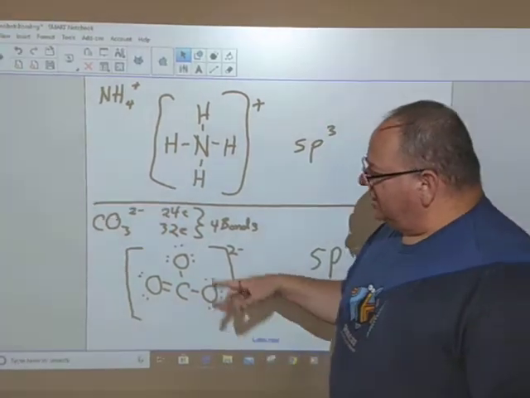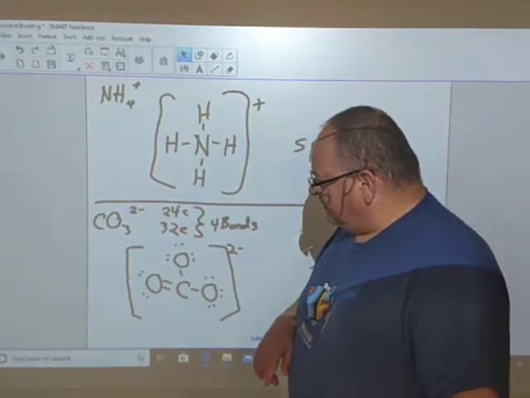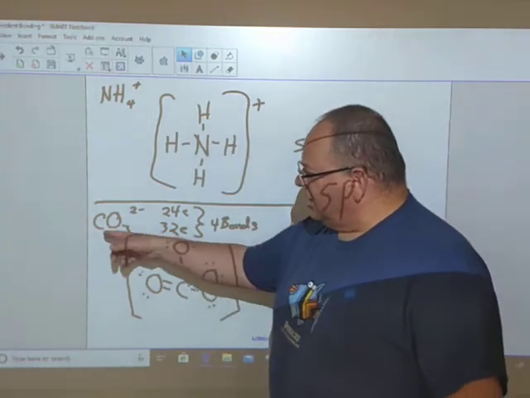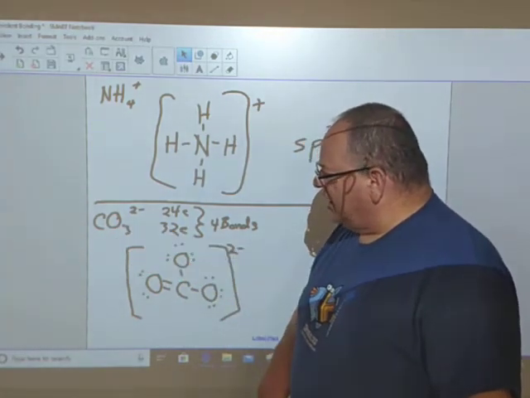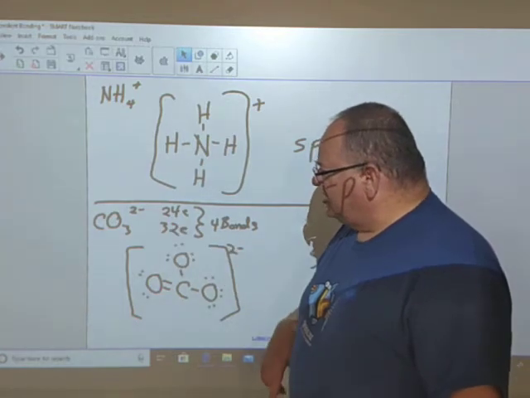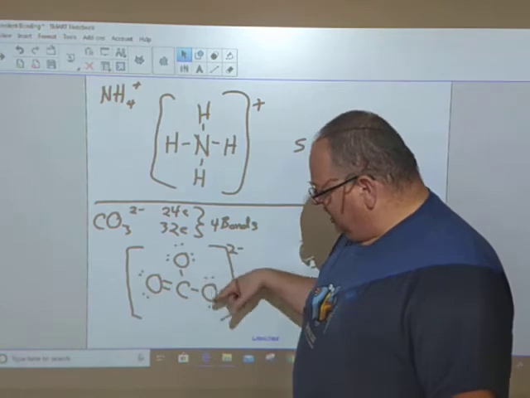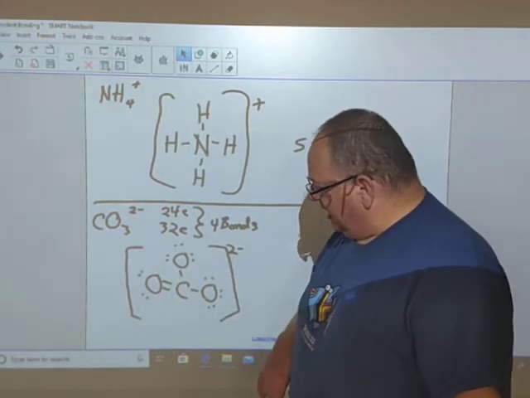Here, let's look at a carbonate ion, CO3 with a 2 minus. Count up electrons. Carbon has 4, each oxygen has 6. There's 2 extra, it's 24 electrons. They want 32, so we've got to have 4 bonds. When you draw that out, you're going to have a double bond.